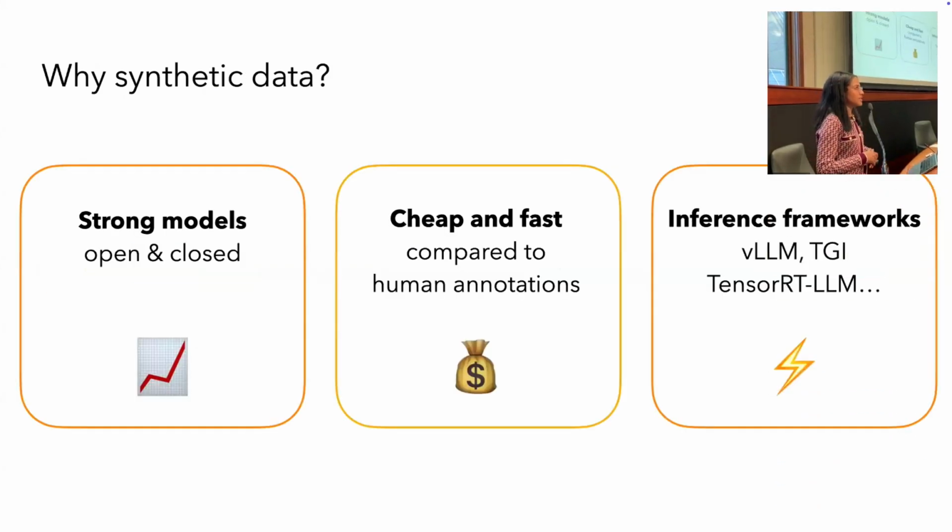And the reason synthetic data is very popular right now is that we have really strong models, both open and closed. It is really cheap and fast to use compared to human annotations, which cost a lot and take a lot of time. And also for open models, right now we have some really good inference frameworks. So if you have enough GPUs, it's really easy to spawn these GPUs and generate a lot of synthetic data. Some examples are VLLM, TGI, and TensorRT.